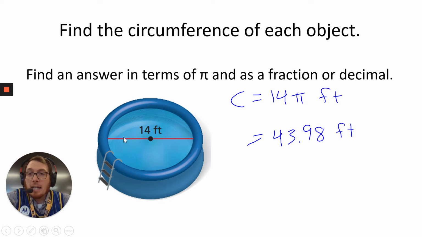The next one has a diameter of 14 feet, so the circumference is just pi times 14. That's the answer in terms of pi. Multiply that through, and I get just under 44, 43.98 feet for the distance around this pool. Again, I want to see both answers, and your book does not talk very much at all about this in terms of pi piece, and you need to do that to get full credit on many assignments for our class.